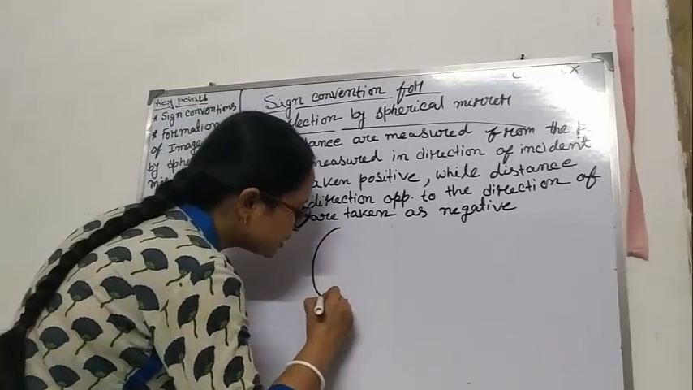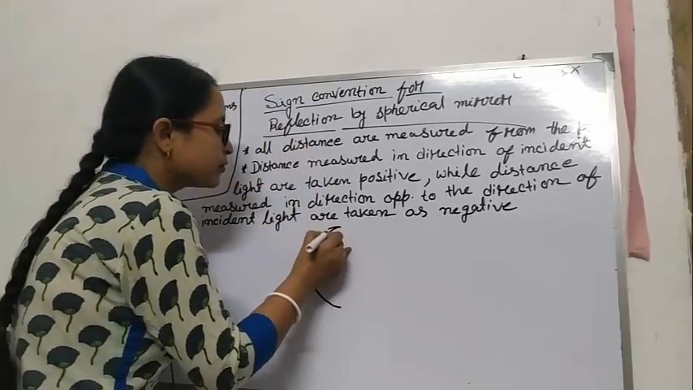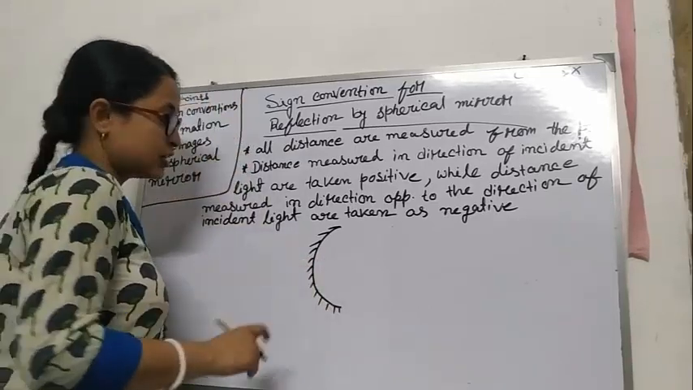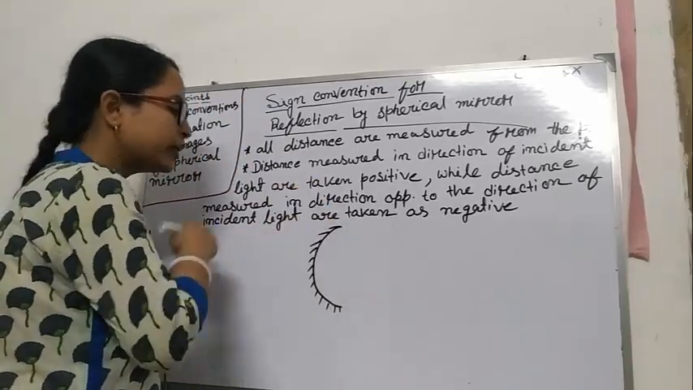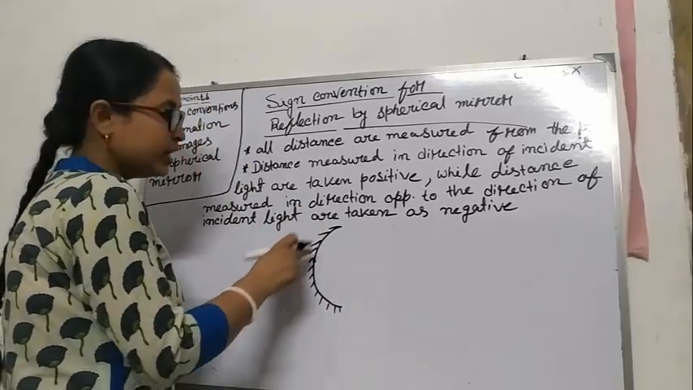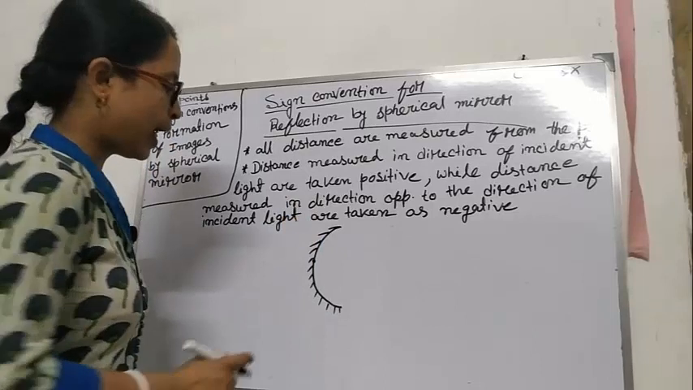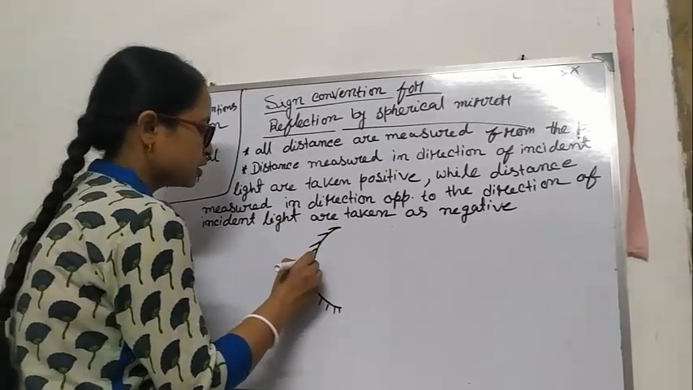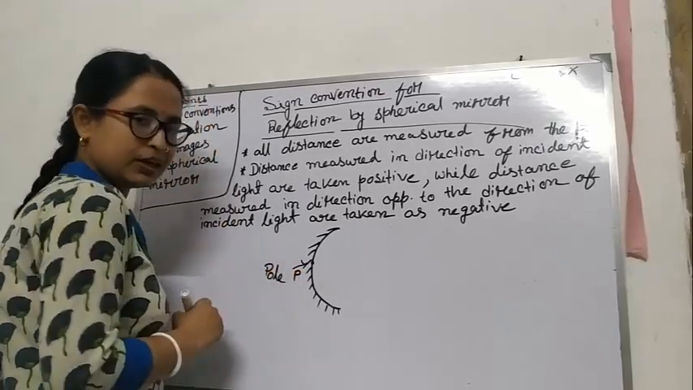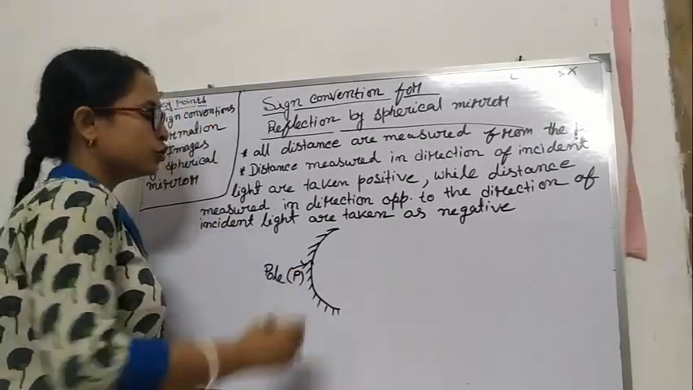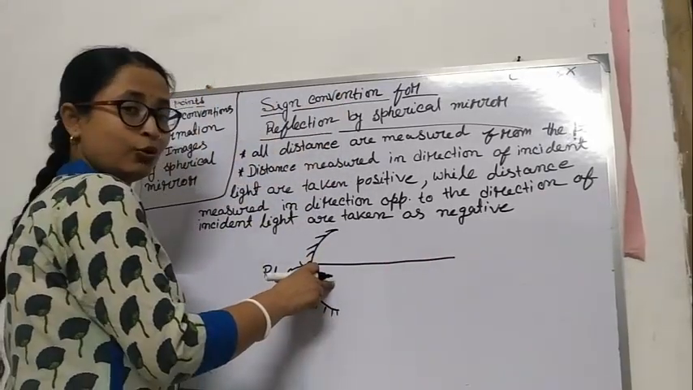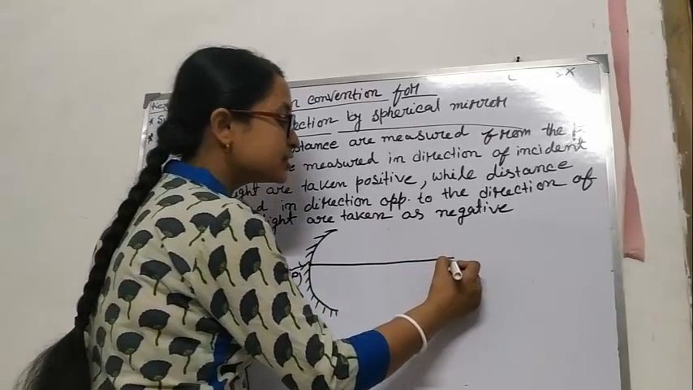Then let us learn, this is a spherical mirror. Which kind of mirror is this? We have learned already in our first class. It is a concave mirror. Now what is the pole? Pole means the midpoint of this mirror. This is pole, and it is represented by P. Clear? When we draw this line, what is it known as? It is known as principal axis.